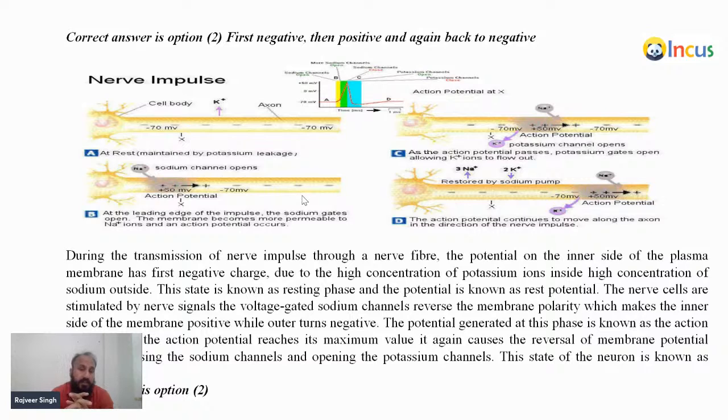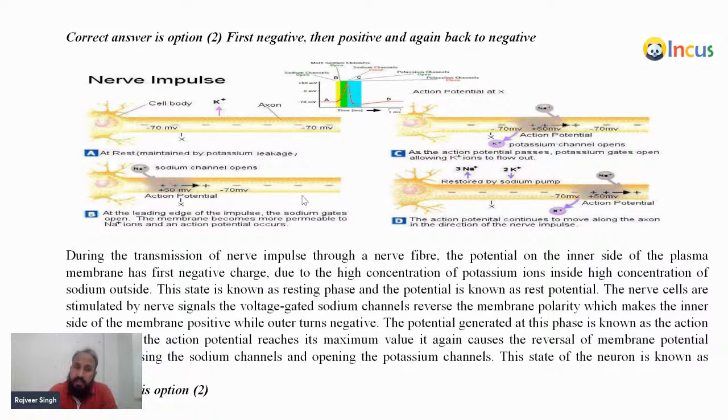Then in the fourth step, the action potential continues to move along the axon in the direction of the nerve impulse. Okay. So now I hope you understand why it first becomes negative, then positive, and negative again. Now let me explain the theoretical part in words.